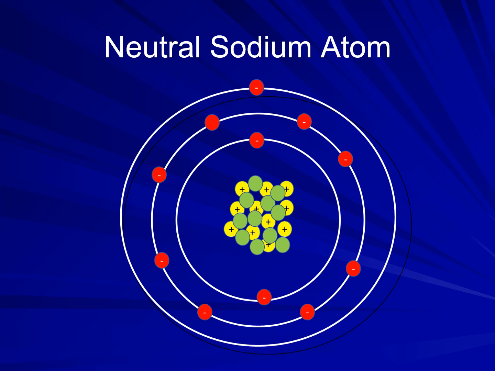Go ahead and pause and try to draw the Bohr's model for magnesium, neon, argon, aluminum, and oxygen. And then return back here and we'll go into valence electrons a little bit further.